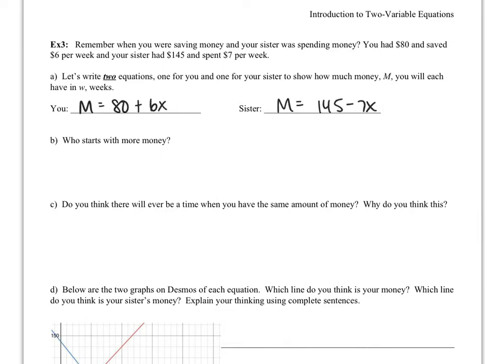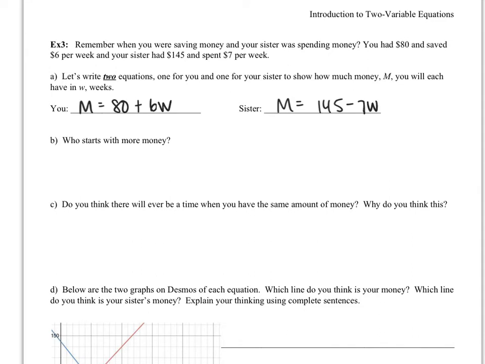So for your equation, your money is going to equal your starting amount plus $6 each week since you're saving $6. For your sister, it's going to be your money equals $145 minus $7 each week since you're spending $7. I actually used the wrong variable. These should have been W.